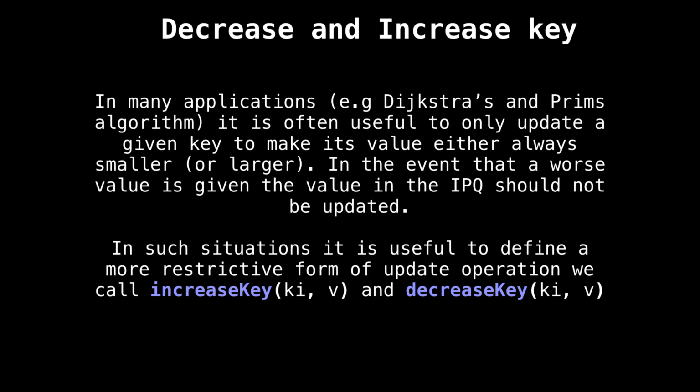In many applications, such as Dijkstra's or Prim's algorithm, it's often useful to be able to update a given key to make its value either always smaller or always larger. In the event that a worse value is given to the index priority queue, it should not be updated. In such situations, it is often useful to define a more restrictive form of update operation called increase key or decrease key respectively, depending on whether you want to always try and increase the value associated with a key or always try and decrease it.